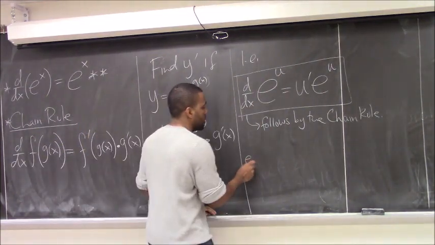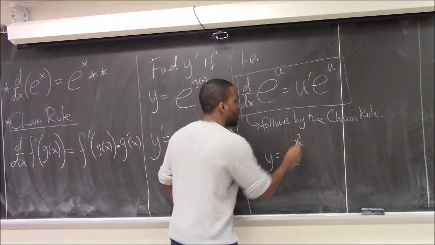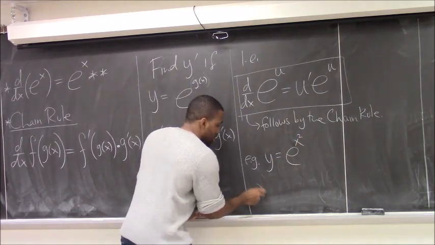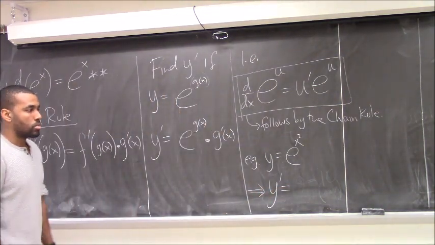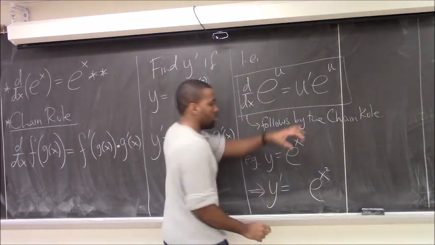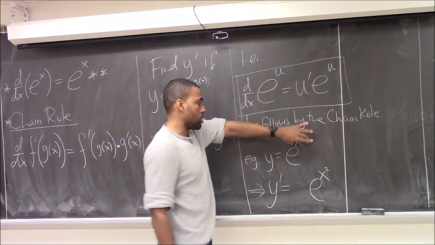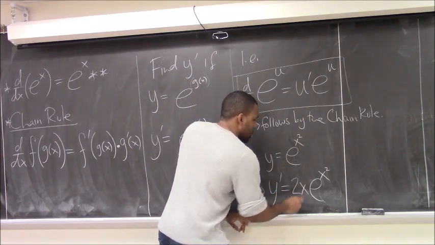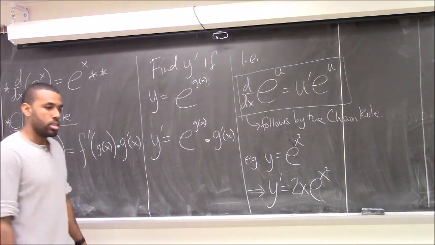So for example, if I had y equal to e raised to the x squared, that would mean my y prime would be equal to what? e to the x squared times 2x. Right, x squared we already know how to differentiate using the limit definition, and we'll look at another way later. But we know that its derivative is 2x. So the derivative of e to the x squared would be 2x e to the x squared.